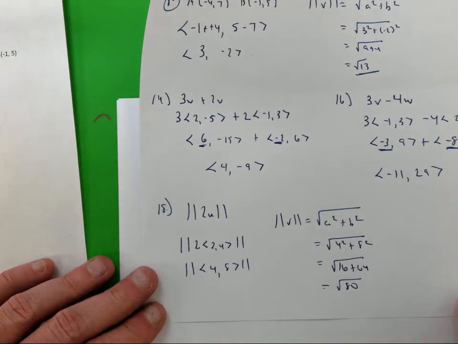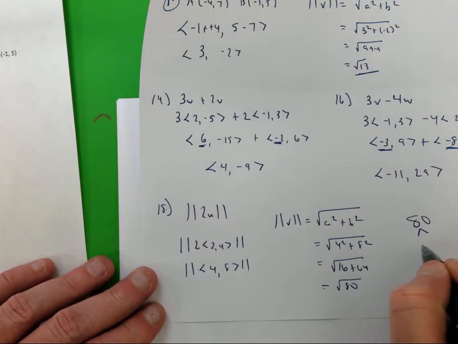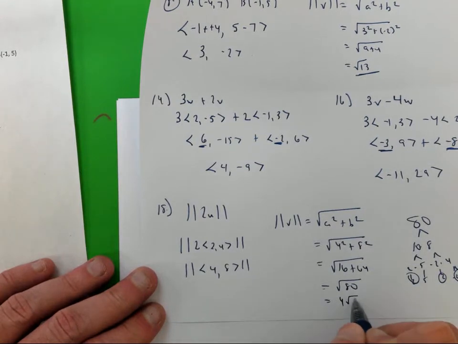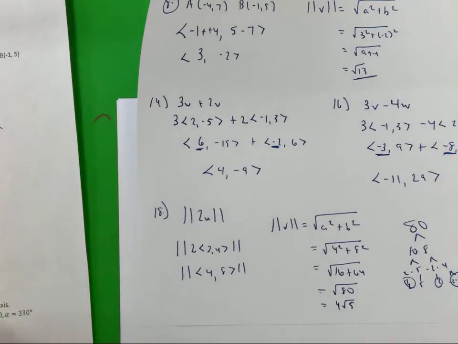You have 80. Let's break 80 down. A pair of 2's, a pair of 2's. That gives me 4 square root of 5. That's my magnitude. That's the actual length.